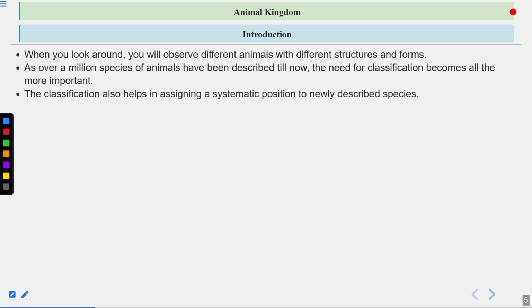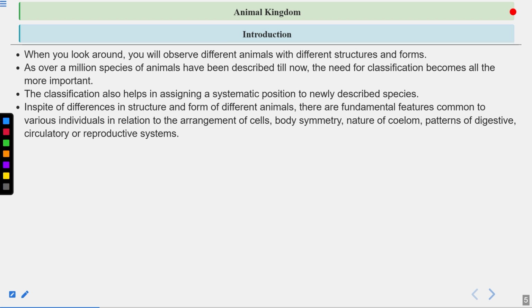The classification also helps in assigning a systematic position to newly described species. We do not know all the organisms that we see on the earth, right? We don't know about them. So there must be some systematic position for every organism, right? So how to do that? That we are going to study about.